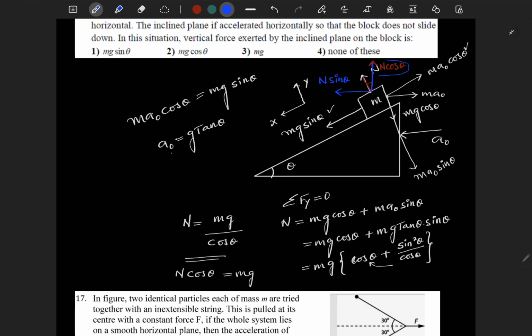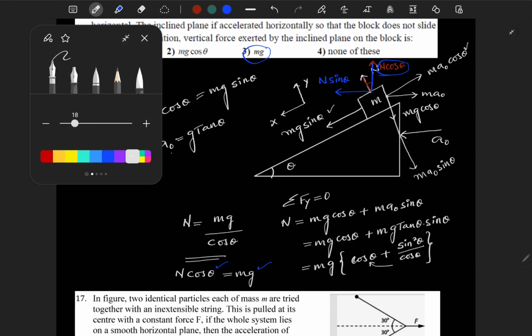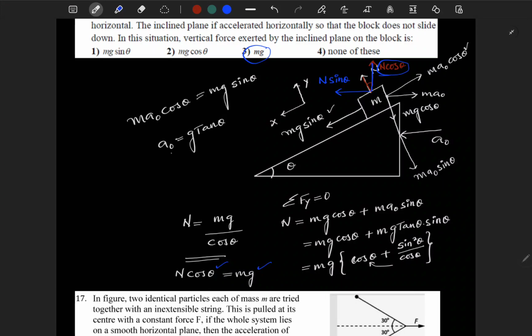So you are asked this one, n cos theta, and the value of n cos theta is mg, so the answer is simply mg. But the other way of understanding the question is simple. See, the block, apart from this pseudo force, there is also gravitational force acting on the block, which is in downward direction, mg. In order to keep the block in equilibrium, you also have to apply a vertical force of mg in upward direction, which is n cos theta, and the other n sin theta is actually balancing the pseudo force.